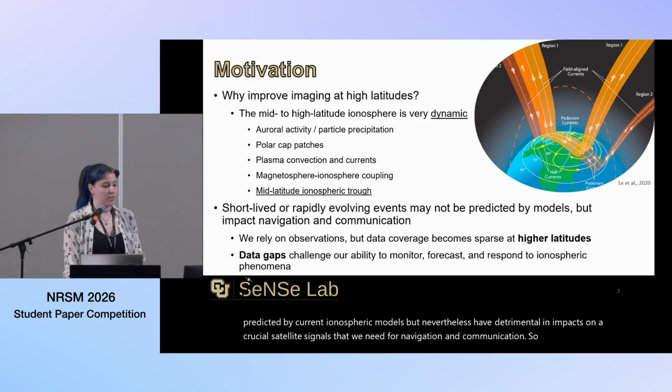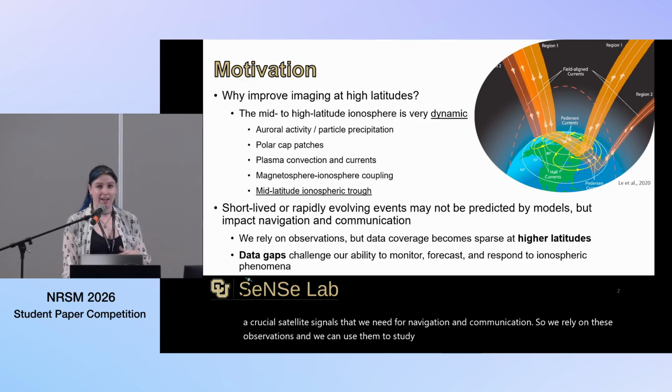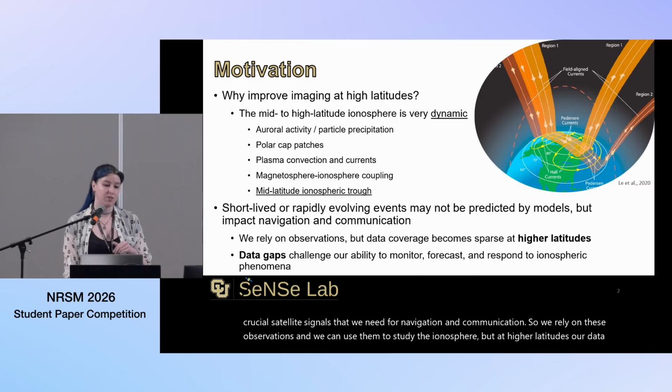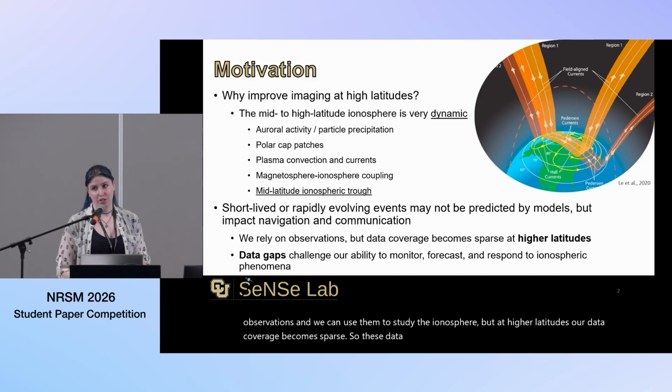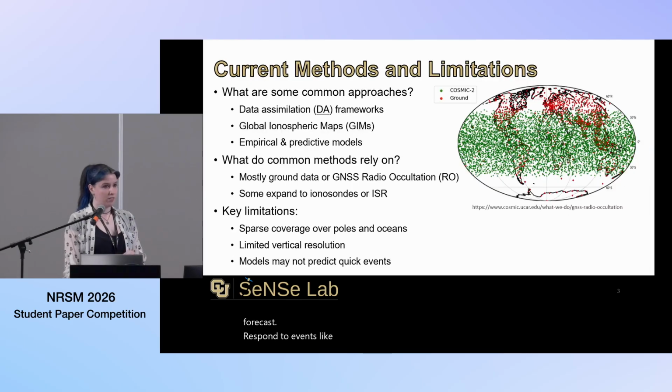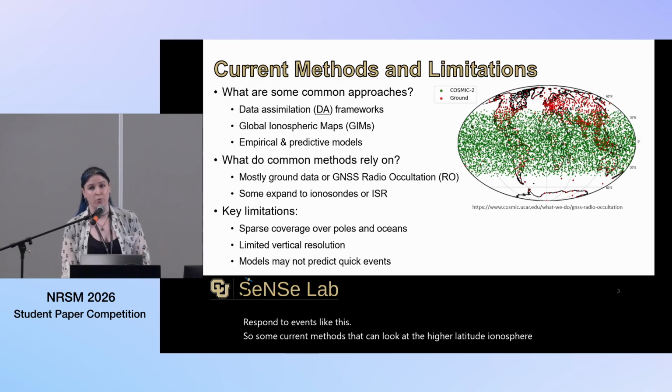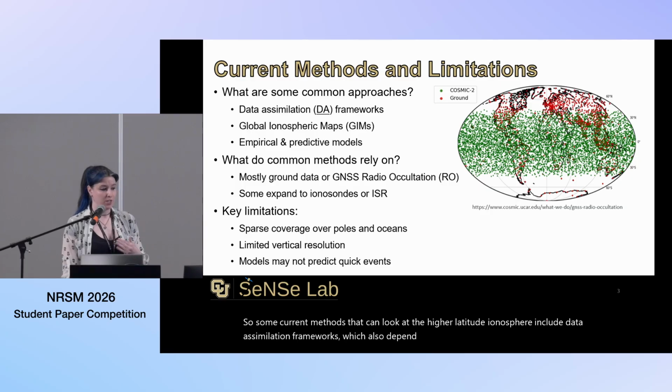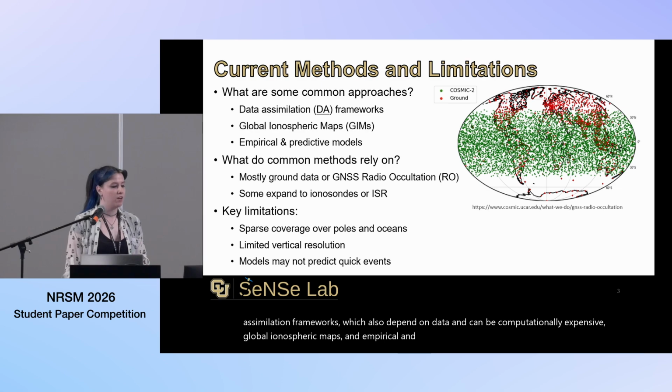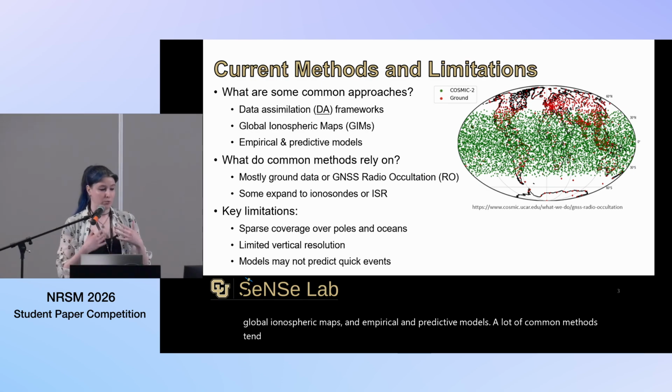So we rely on these observations and we can use them to study the ionosphere, but at higher latitudes, our data coverage becomes sparse. These data gaps make it challenging to detect, monitor, forecast, and respond to events like this. Some current methods that can look at the higher latitude ionosphere include data assimilation frameworks, which also depend on data and can be computationally expensive, global ionospheric maps, and empirical and predictive models. A lot of common methods tend to rely on mostly ground-based data or GNSS radio occultation, or RO, for which I've plotted the coverage globally on the right here.